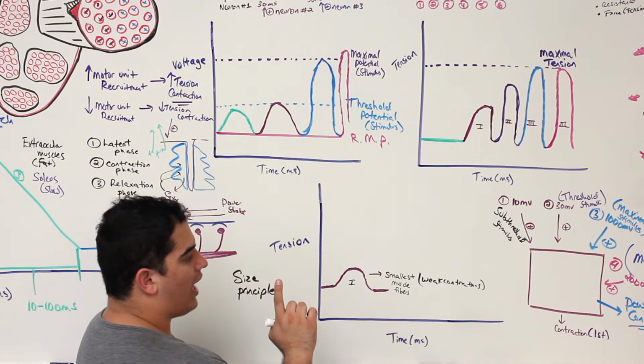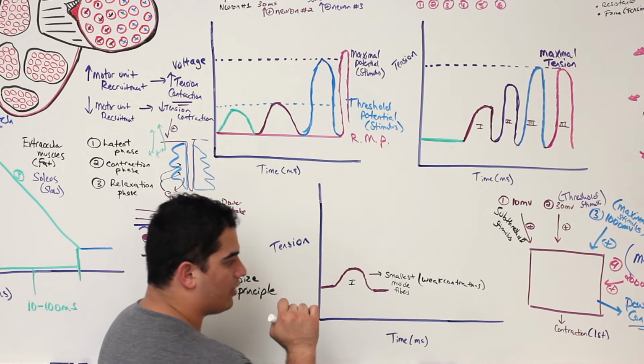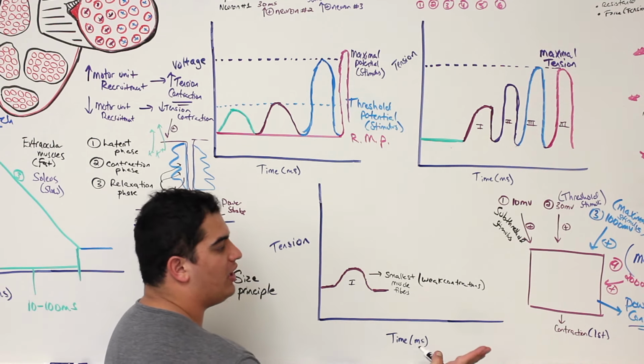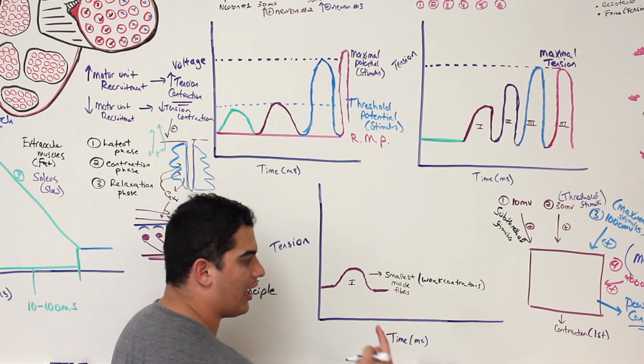Now, first thing I want to ask you is why are the smallest muscle fibers recruited first, besides being utilized for weak contractions because they don't generate a lot of force?